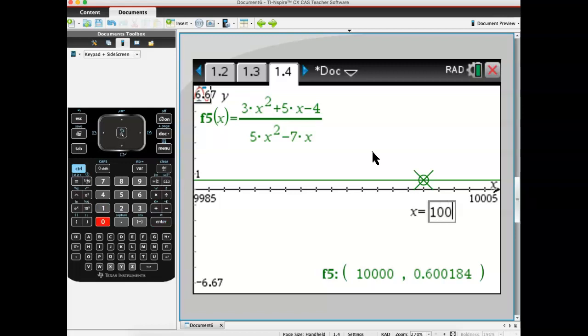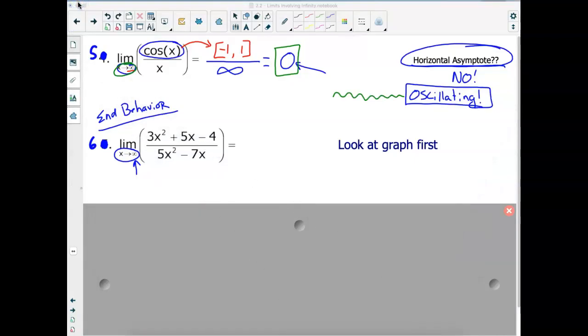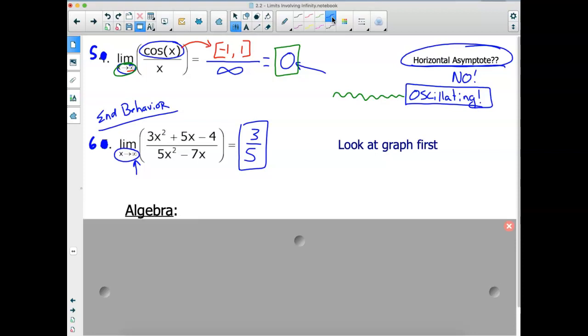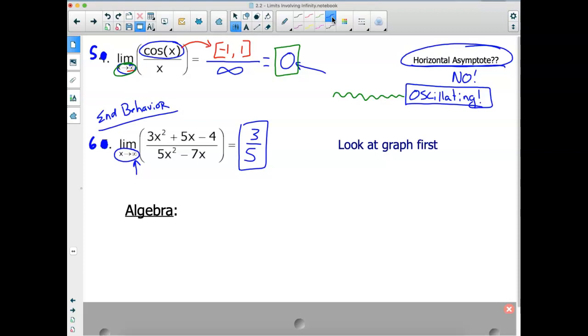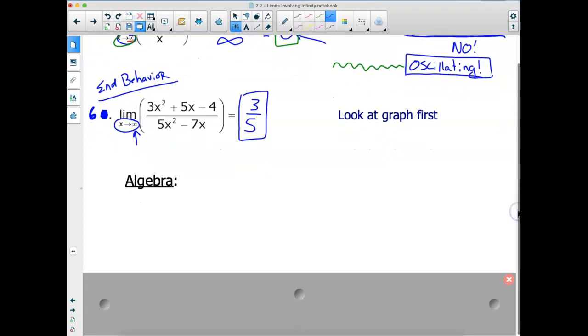And then 100,000, it gets bigger. What does it look like it's approaching? Looks like it's approaching 0.6. Another way to say 0.6 would be 3/5 now, wouldn't it? Reduced. Well, how the heck does that happen? It happens because we're horizontal asymptote hunting, and there is an algebraic way to show this.